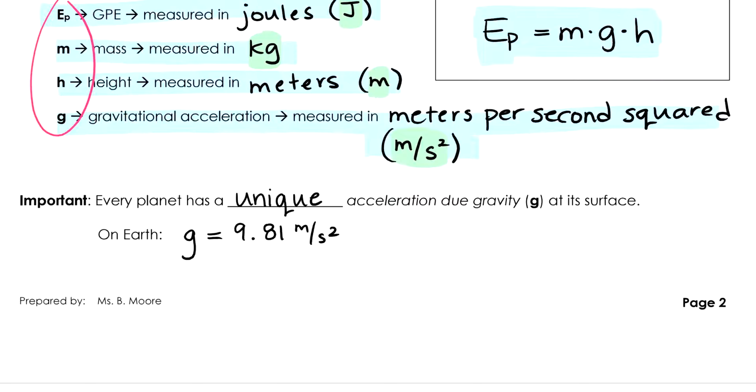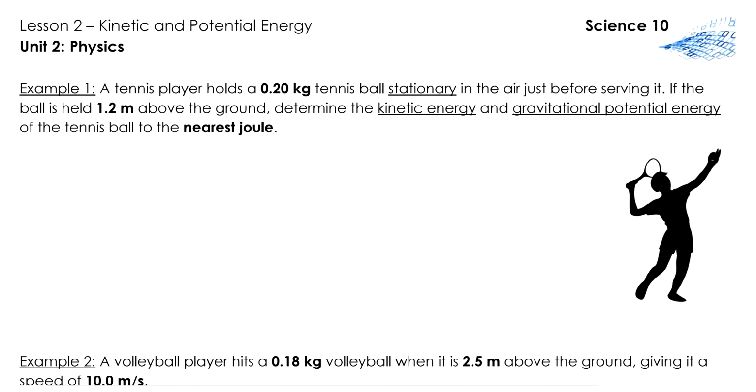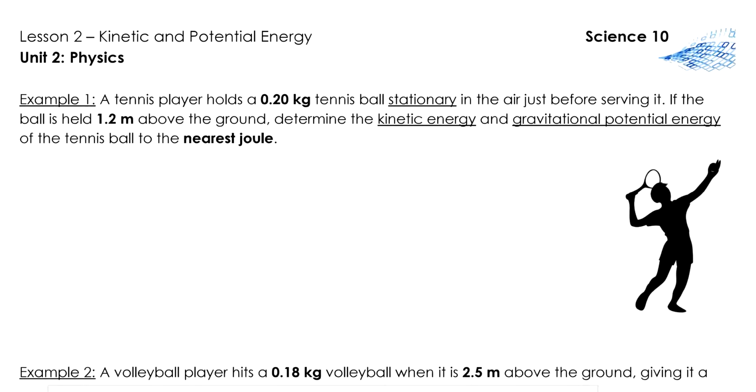So let's do some examples to practice our new formulas. Example 1: a tennis player holds a 0.2 kilogram tennis ball stationary in the air just before serving it. If the ball is held 1.2 meters above the ground, determine the kinetic energy and GPE of the tennis ball to the nearest joule.